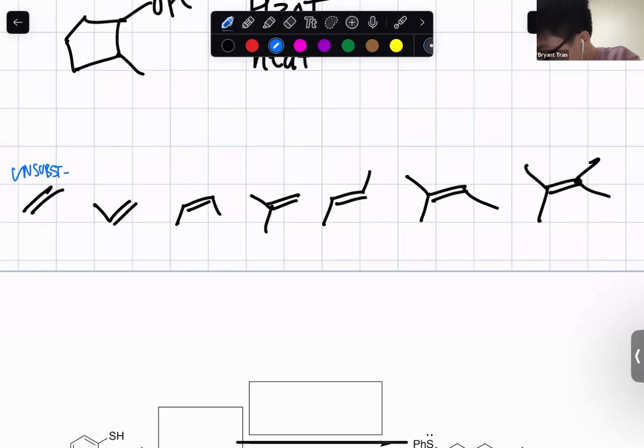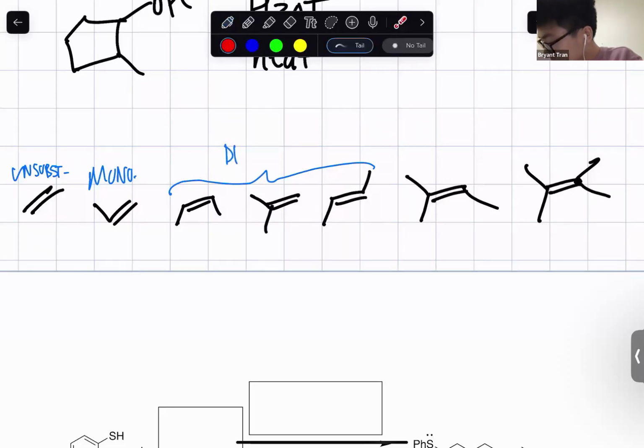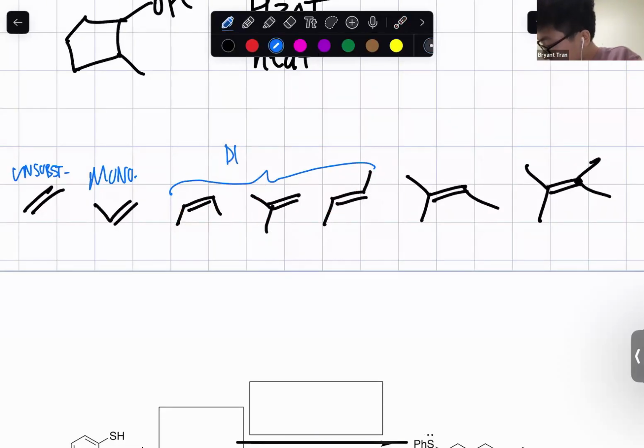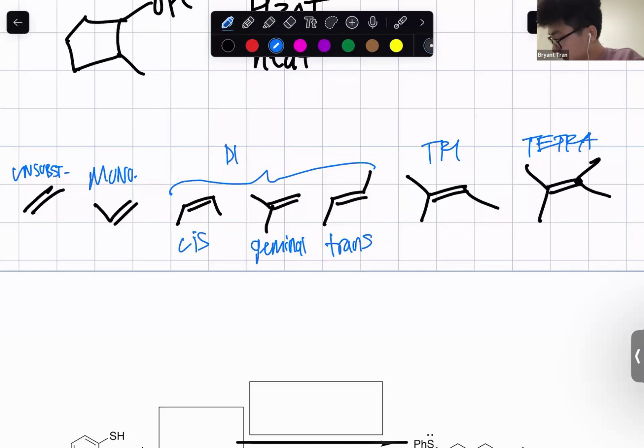So this is gonna be unsubstituted because there's no R groups. This is mono substituted. These three here are di substituted because there's two R groups attached to the alkene. 1, 2, 1, 2, 1, 2. This one here is cis. This one here is geminal. This one here is trans. This right here is tri substituted, and this right here is tetra substituted.